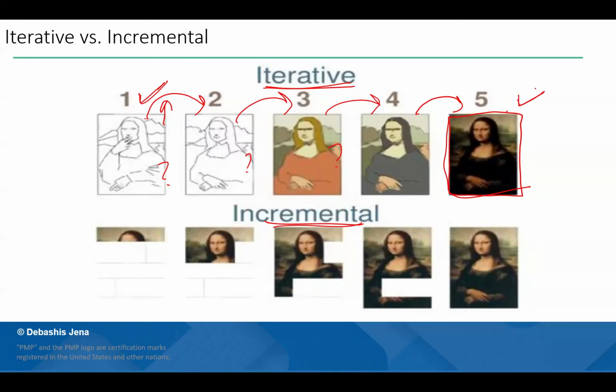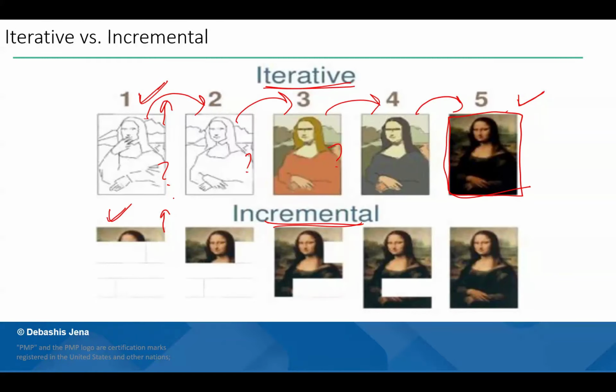Now take a look at incremental. What is the difference? Watch. Look at iteration 1 here. In incremental, you're building the product incrementally. So look at iteration 1. You're not working on the whole product. You just focus on the forehead. That's it. And by the end of iteration 1, watch here, my forehead is ready. It's ready. Will never come back.